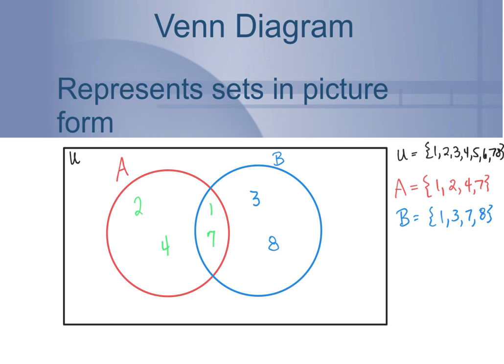Now, here's the deal. I have some numbers in my universal set that are not in any of my two sets listed, okay? So those are actually going to go in the rectangle outside of my two sets that I just listed. So I have 1, I have 2, I have 3, I have 4. 5 has not been accounted for. 6 has not been accounted for. 7 and 8 are already in a set. So this is a Venn diagram. This is a Venn diagram representing my universal set and my two subsets that are inside of it.